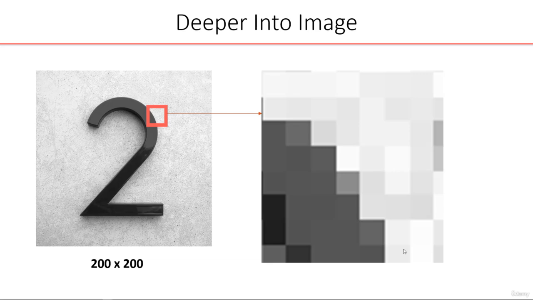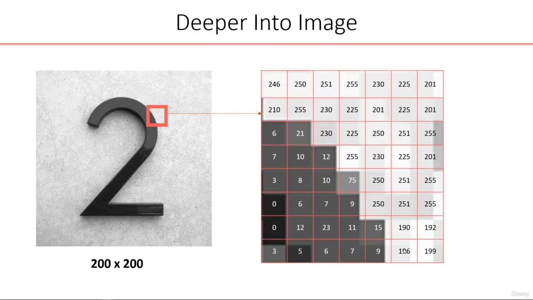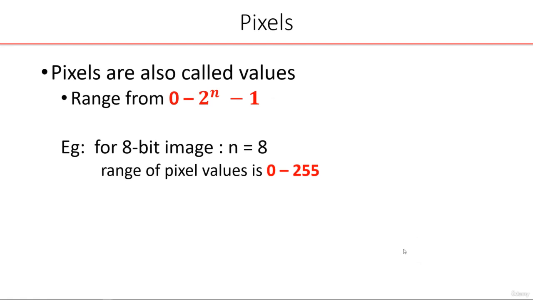Actually, these square boxes hold some information. More precisely, they hold some values, and these values look something like this. These values are called pixels. Pixels are also called values. The range of pixel values is usually between 0 to 2 to the power of n minus 1. For an 8-bit image, and usually all the images are 8-bit, n is equal to 8. Therefore, the range of pixel values is between 0 to 255.